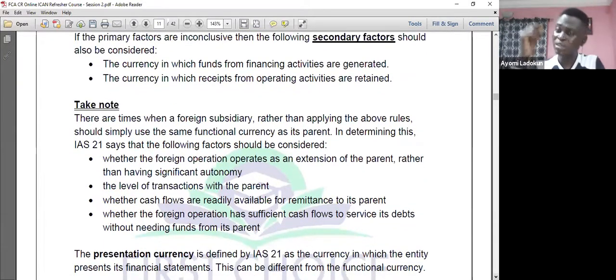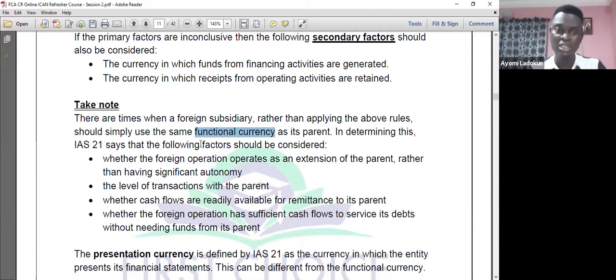Now, IAS 21 also mentioned something. There are times when a foreign subsidiary, rather than applying those rules, the primary factors and the secondary factors, will just go ahead and use the same functional currency as that of its parent.